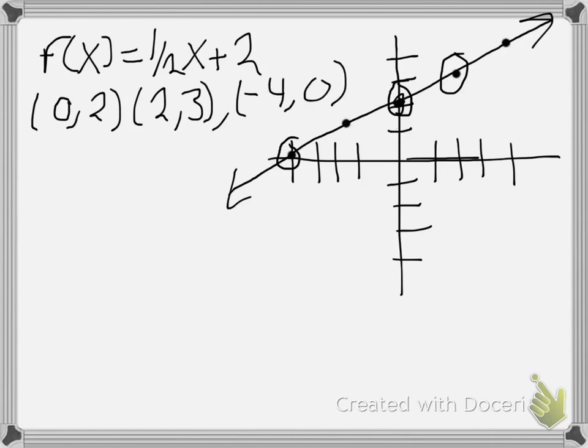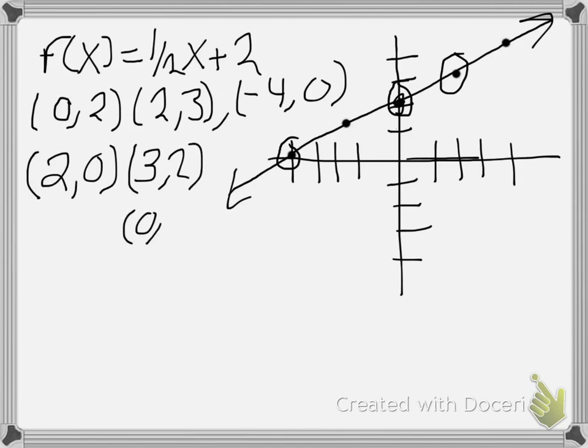Now, in order to graph the inverse of the function, all we need to do, just like it says in your note page, is reverse or switch the values of x and y. So if I switch x and y, 0, 2 becomes 2, 0. 2, 3 becomes 3, 2. And negative 4, 0 becomes 0, negative 4.